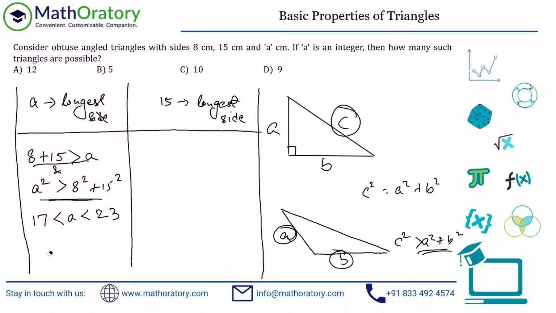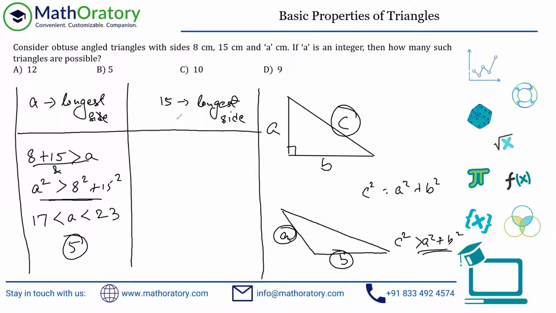Taking this as 17 makes a right angle triangle. So effectively, in this range, we can take up values of A. Just count how many those are. Starting with 18, my bad: 18, 19, 20, 21, and 22. So there are 5 values. And of course, the same drill for the other case.